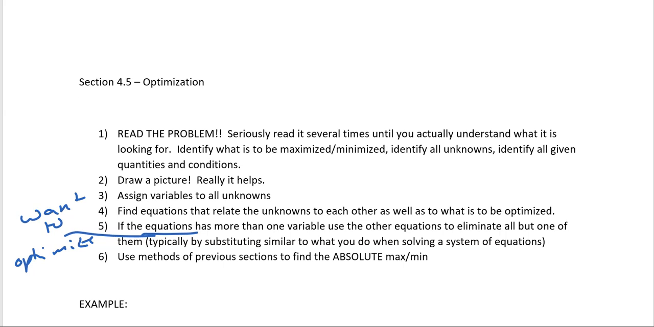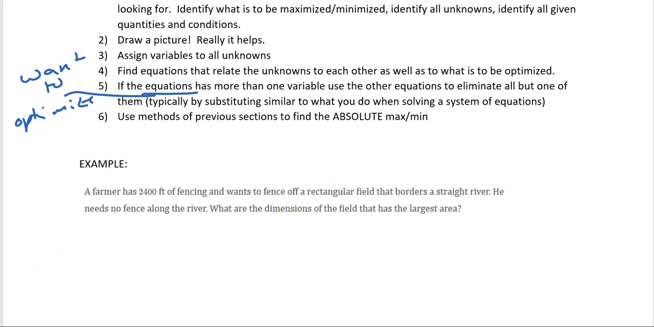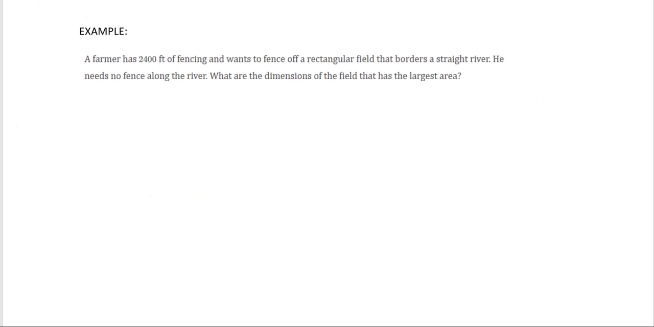All right, so that's a lot to remember. Let's just run through some examples. The first one, nice, simple, straightforward. We have a farmer. There's 2,400 feet of fencing, and he wants to fence off a rectangular field that borders a straight river. He needs no fencing along the river. So what are the dimensions of the field that has the largest area?